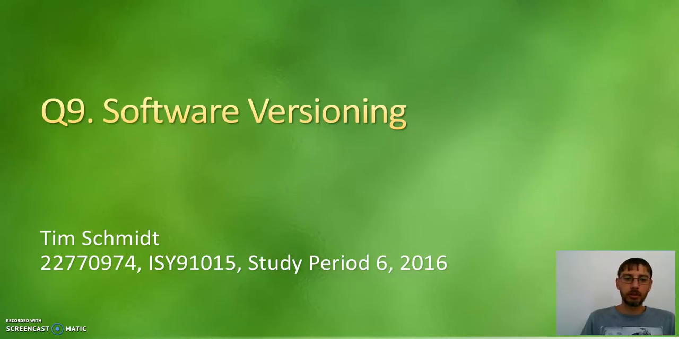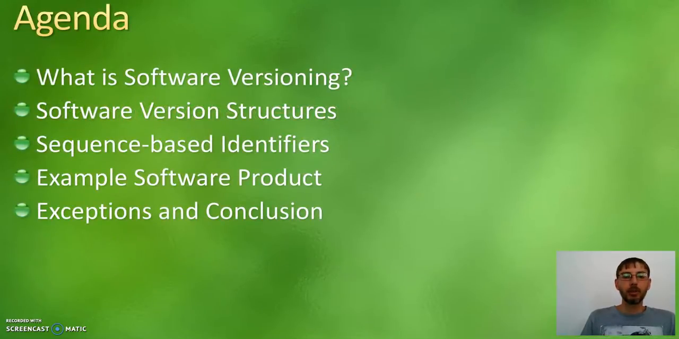This is version 1.0.1 of this recorded topic. So let's have a look at what I'll be talking about. I'll answer the question of what is software versioning. We'll look at a few different software version structures or schemes. We'll then look specifically at the sequence-based identification. And then I'll talk a little bit about an example software product. And then finish finally with some exceptions to the rule and a fun fact.